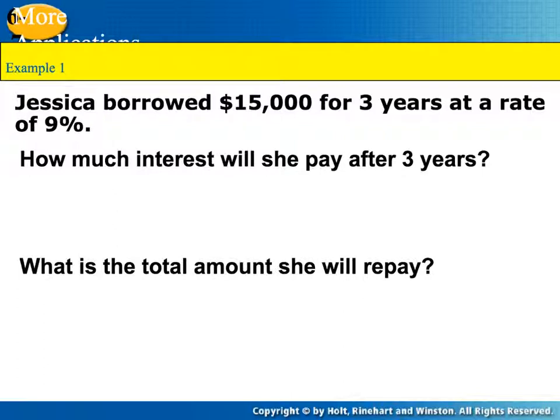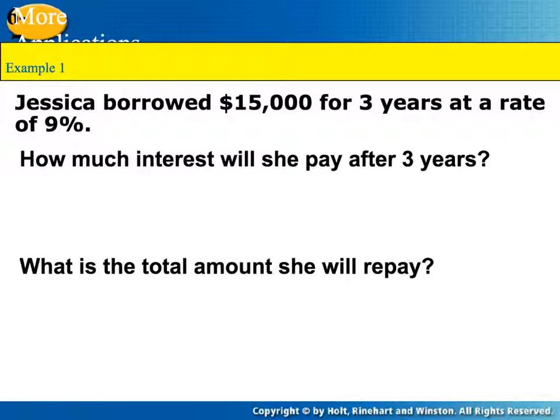As you look at this, Jessica borrowed $15,000 for 3 years at a rate of 9%. We want to figure out how much interest she will pay after 3 years, then the total amount. So pause this and write down this slide, all of it. Write down everything you see there. It says Jessica at the top. Write it down and pause.